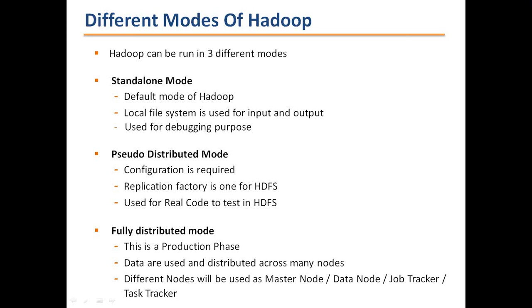In distributed mode, the data will be distributed across many nodes. The master will be configured on one machine, and data nodes will be configured on different machines. That is fully distributed mode. Coming to the difference between pseudo distributed mode and fully distributed mode: whatever code we tested in pseudo distributed mode, without any changes we can execute it in the production or distributed mode. Those are the main details about Hadoop.